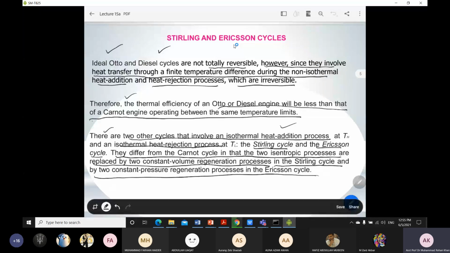If you correlate with the Carnot cycle T-S diagram, you can easily find that there are two isentropic processes involved in the Carnot cycle. However, in the Ericsson and Stirling cycles, no isentropic processes are involved. Instead, there are two constant volume regeneration processes in the Stirling cycle and two constant pressure regeneration processes in the Ericsson cycle. So this is the main difference between the Stirling and Ericsson cycles. Now we will discuss what processes are involved in them.